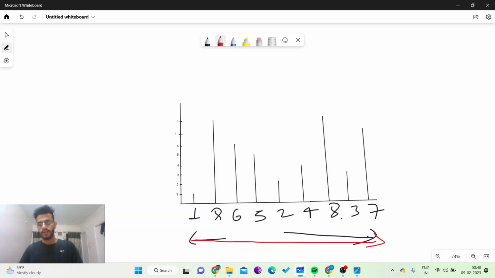Now this length I can find wherever my pointers are, by subtracting their indices. So we have to find the height so that our area will be maximum. So again I am going to do this question by the two-pointer approach.